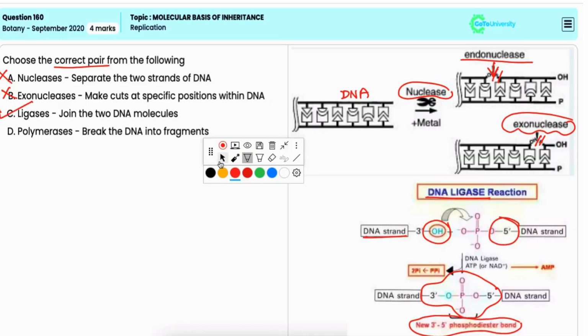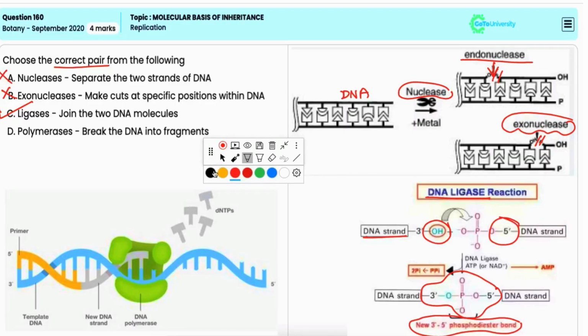Option D, polymerases break the DNA into fragments. This is also incorrect. Polymerases synthesize new strands of DNA or RNA by adding nucleotides to the growing chain, and it does not break the DNA into fragments.